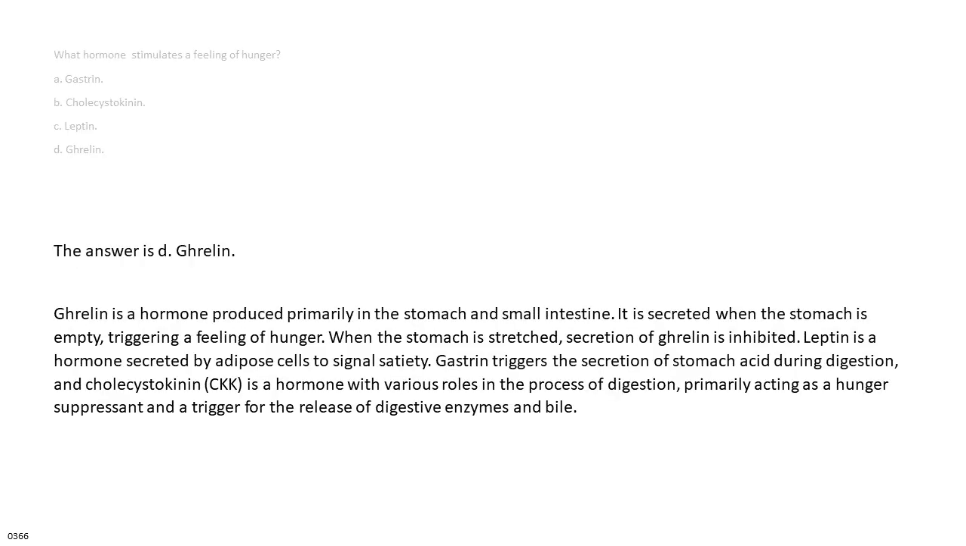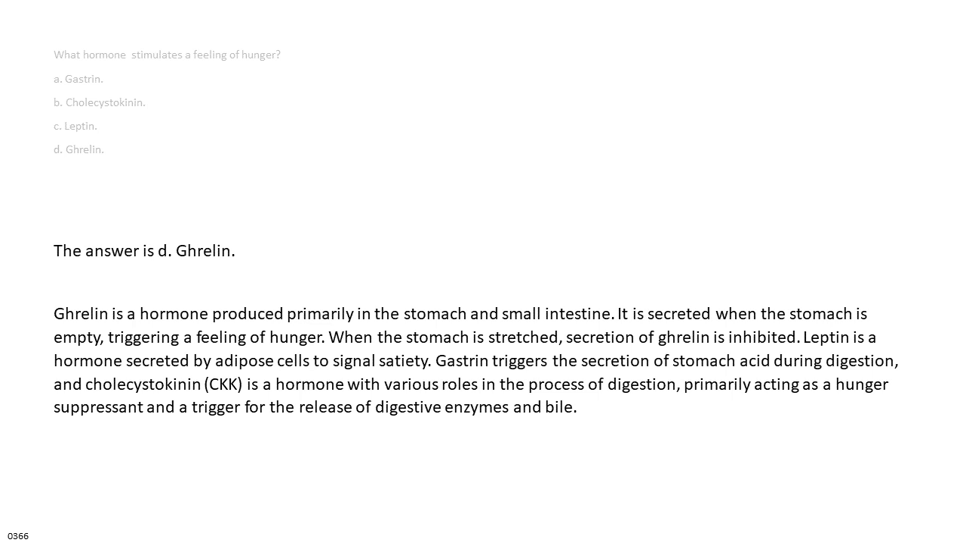The answer is D. Ghrelin. Ghrelin is a hormone produced primarily in the stomach and small intestine. It is secreted when the stomach is empty, triggering a feeling of hunger. When the stomach is stretched, secretion of ghrelin is inhibited.